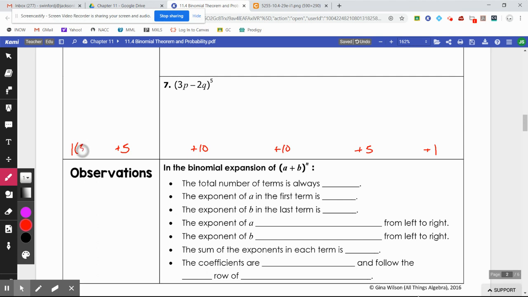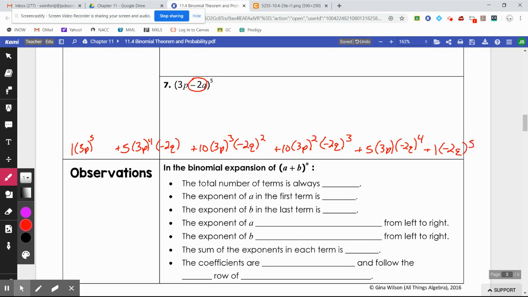So we start here and we have 3p to the 5th, 3p to the 4th. Oops. Let me erase that. That whole 3p is being raised to the 4th power. We have 3p to the 3rd, 3p to the 2nd, and 3p to the 1st. Then you go to your negative 2q and you count up: negative 2q to the 0, negative 2q to the 1st, negative 2q to the 2nd, negative 2q to the 3rd, and negative 2q to the 4th, and finally negative 2q to the 5th.